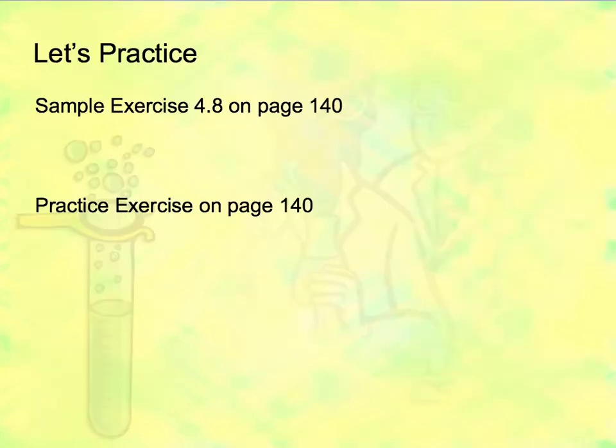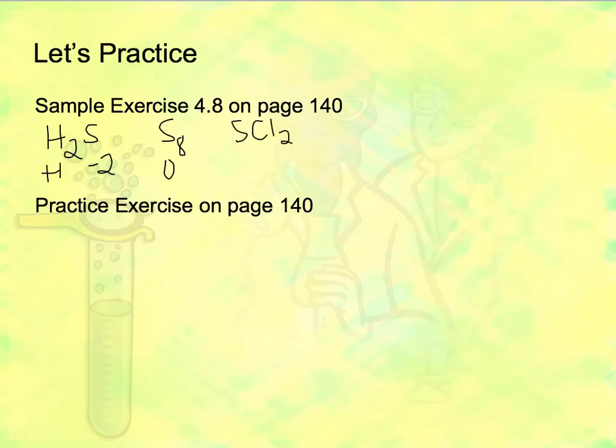All right, let's practice. Sample exercise 4.8 on page 140. So we have H2S. Hydrogen is always +1, so that means that sulfur has to be -2. S8. Well, the sulfur, when it's an atom in its elemental form, even though there's 8 atoms there, has an oxidation number of 0. And we have SCl2. Each of those chlorines is -1, so that's a total of -2. Sulfur has to be +2 there.